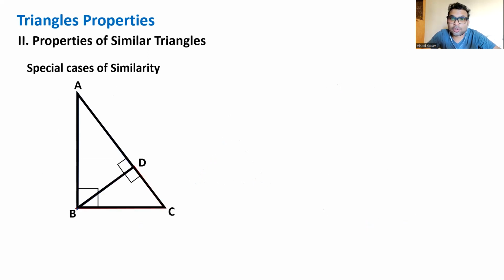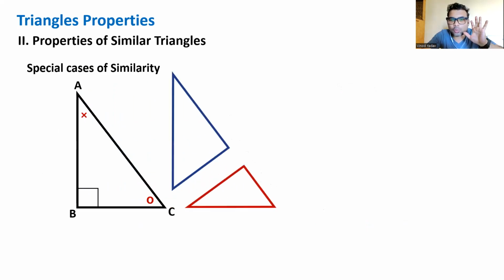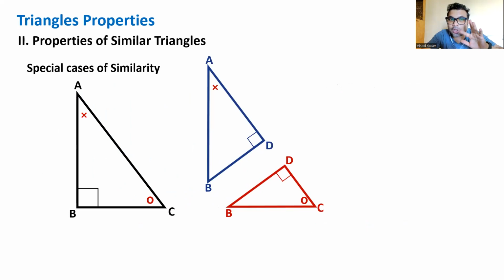This one we have already discussed. Just the thought, right? All the three right angles will be similar. Just check X and O. X plus O is like 90 degrees. They are complementary friends because one angle is already 90.